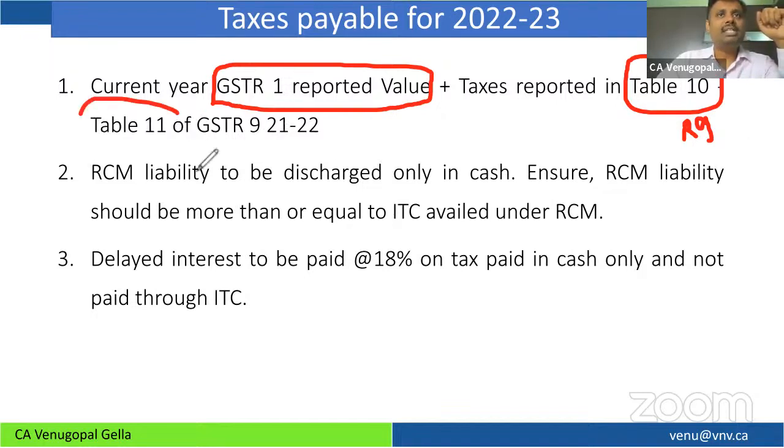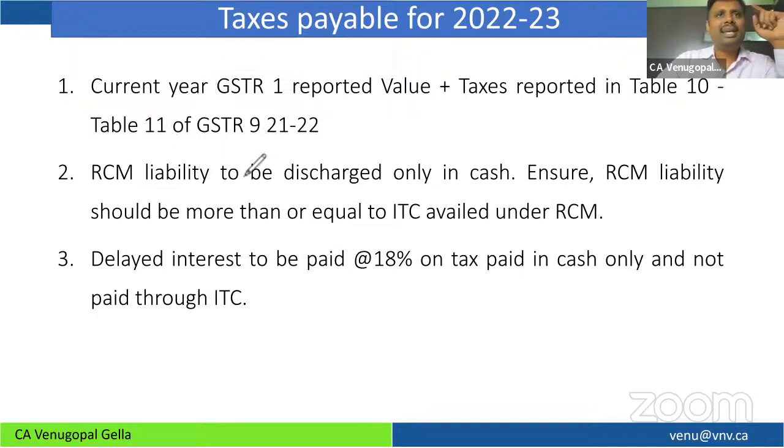If I have made some adjustment, I can reduce that. So you have to do a reconciliation of whatever taxes you have paid in 3B. This is the first minimum tax that needs to be paid.